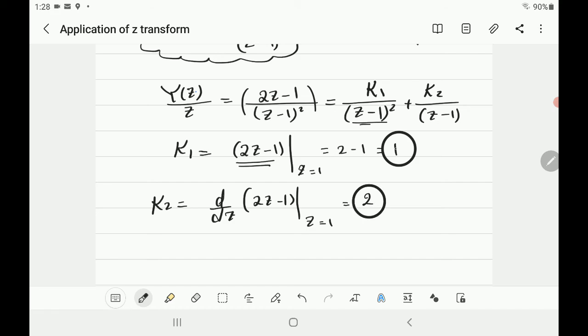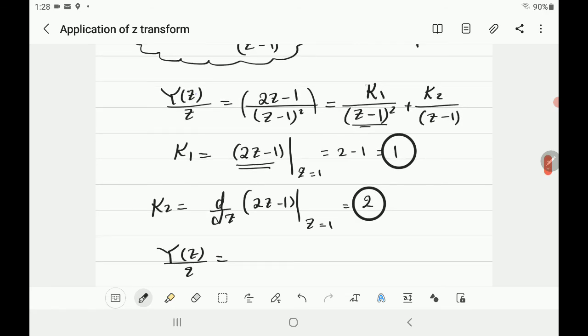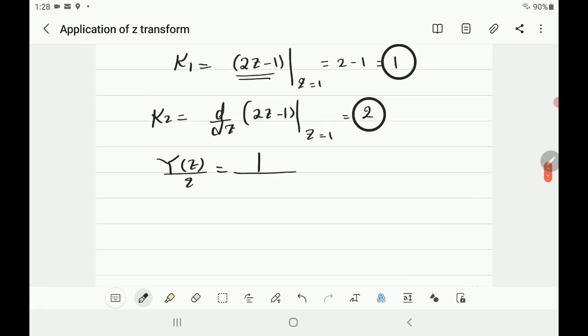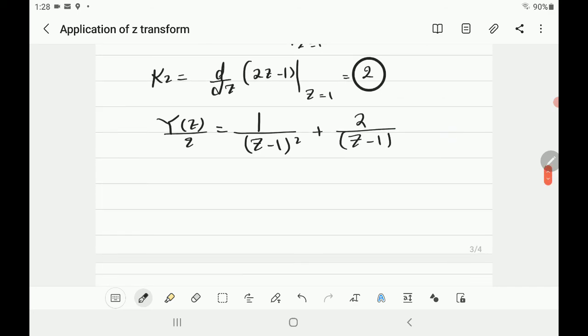Now we substitute k1 and k2 in the equation of y of z. So y of z over z is equal to k1, which is 1, over z minus 1 squared, plus 2 over z minus 1. Then multiply by z on both sides. Why? To get y of z. So y of z is equal to z over z minus 1 squared plus 2z over z minus 1.